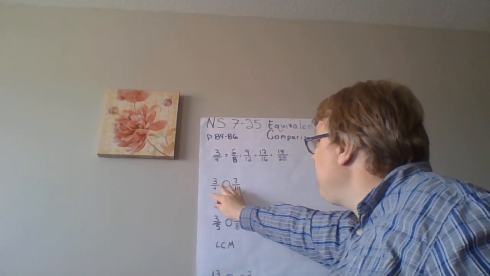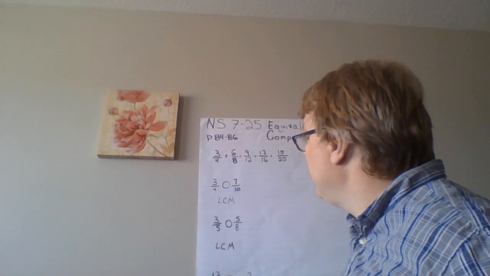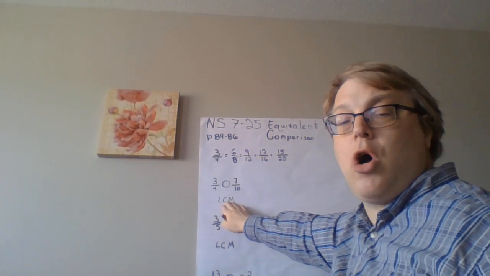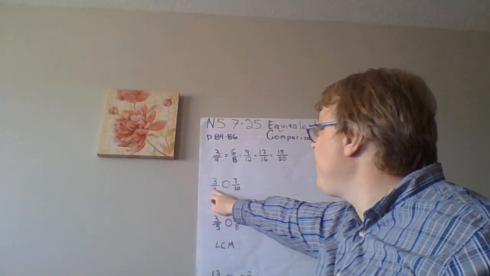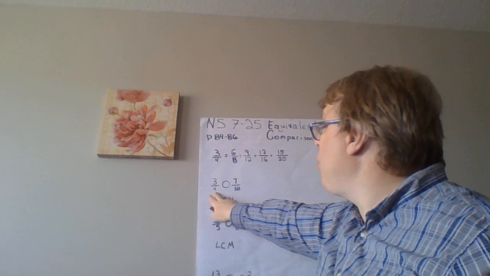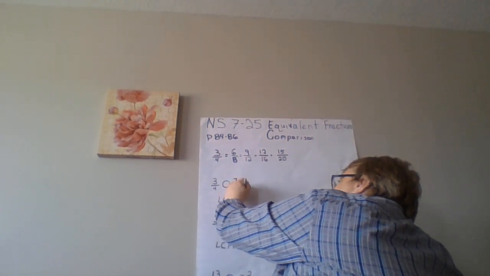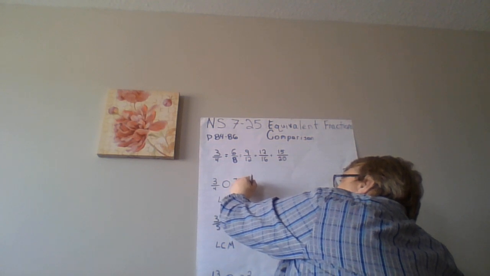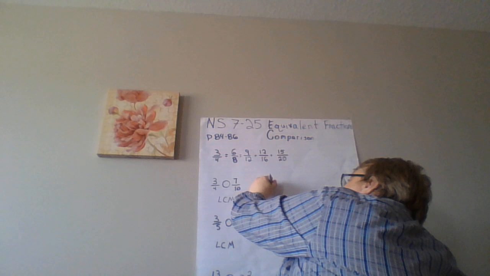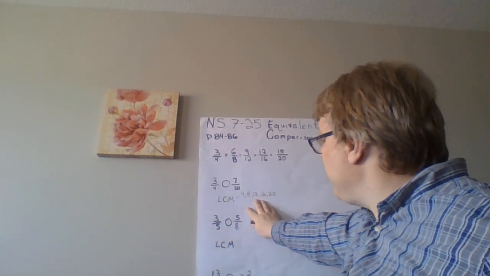Now let's compare 3/4 to 7/10. Which one is bigger? The easy way, the standard way to do it is to compare the lowest common multiple. So 3/4, 7/10. Let's do the multiples of 4 and 10. The multiples of 4 are 4, 8, 12, 16, 20. We can go on, but let's leave it at that for right now.